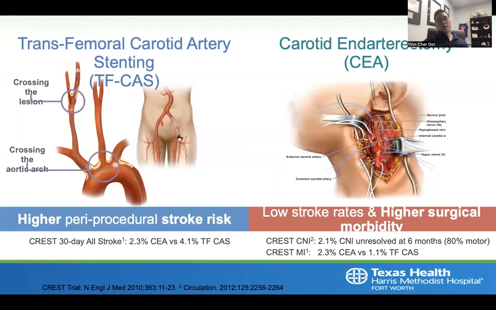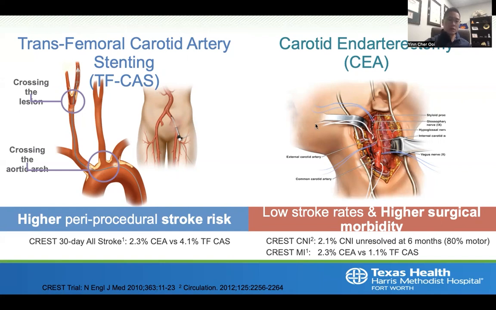This is a comparison when comparing transfemoral or transradial CAS with carotid endarterectomy as a minimally invasive procedure. Angioplasty stenting is typically associated with a lower periprocedural risk for adverse events, with a significantly lower risk for MI, as well as no significant risk for cranial nerve injury. However, transfemoral CAS is associated with an increased risk for periprocedural strokes, almost a twofold increase, 4.1% in CAS versus 2.3% in CEAs, based on the CREST data.